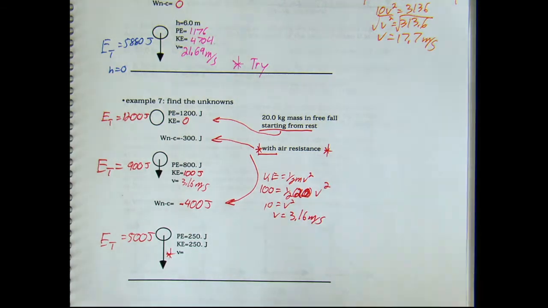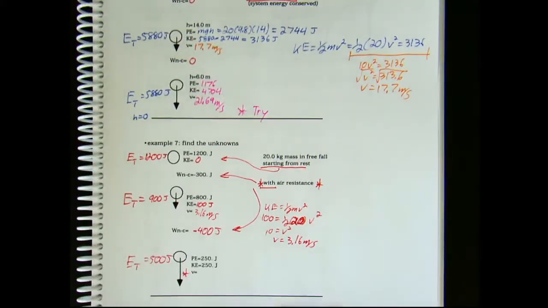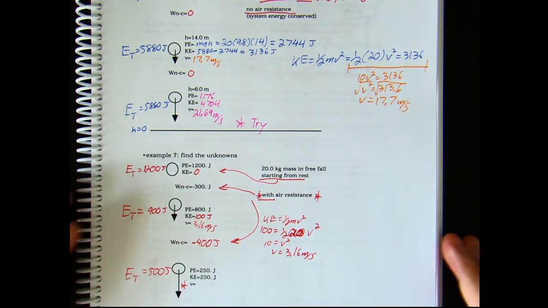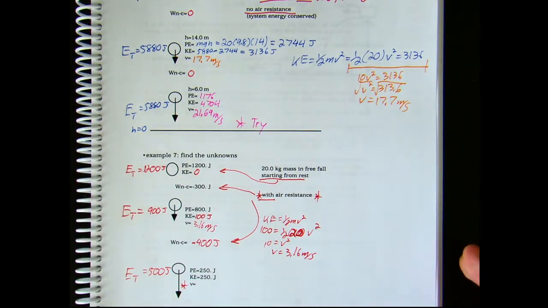We'll leave that velocity off. It's relatively easy to find. But the idea here, what I'm trying to show you with these two examples, is the impact that air resistance or a non-conservative work is going to have on how we treat each one of these questions. Let's do one more example here.